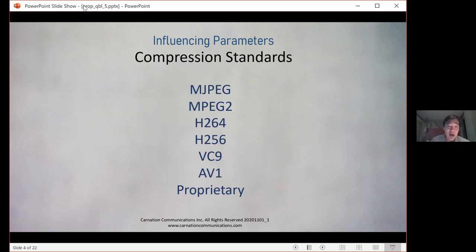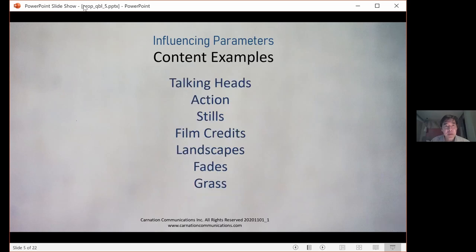You have a number of proprietary ones, and you have the Microsoft standards. They all have their benefits and drawbacks, but what they do is affect the bandwidth, the quality and the latency. As for content, obviously a still versus a sports action sequence take drastically different bandwidths in order to encode them. And grass has always been something that I love to use to look at the quality of compression and delivery.